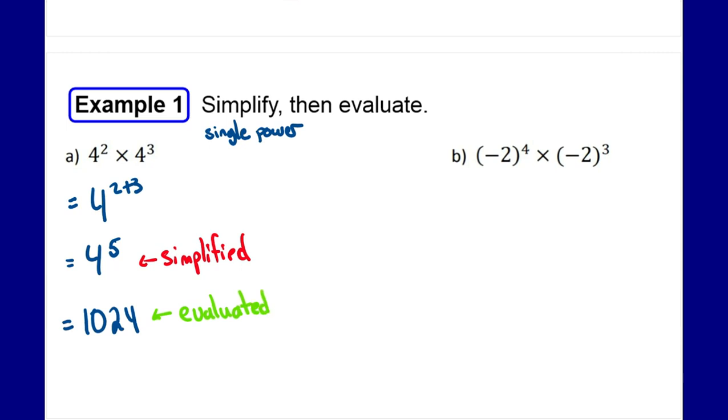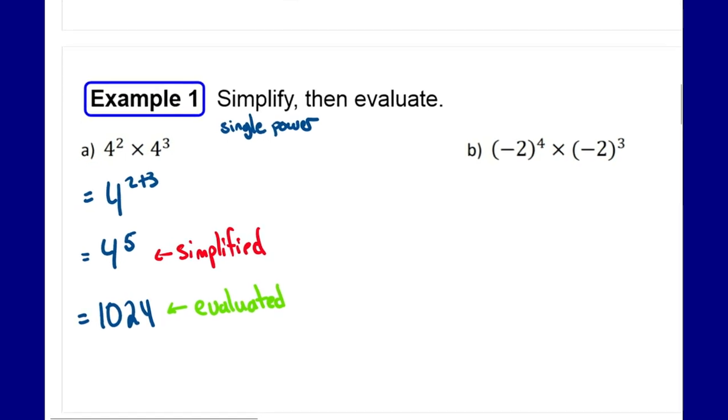So it depends on what the question's asking. If it's asking you to simplify, it means write it as a single power or as much as you can. If it's evaluate, then it means tell us the actual value. Now, you may not have to show this stage here. You may not have to show the 2 plus 3 because you know what the rule is, which we just learned. So you don't have to show this step. It's okay if you just jump right from here to here.